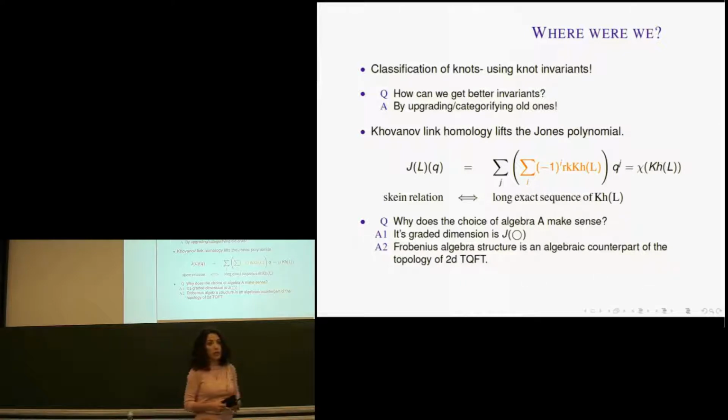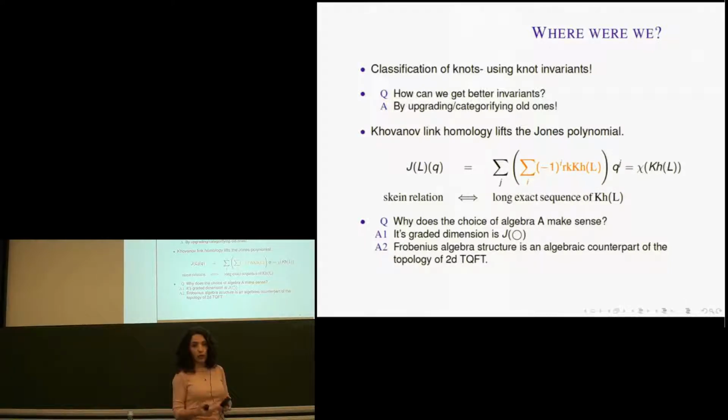And then the question is like, well, how do we get them? And one way to do that is to upgrade invariants that you do have. Okay, so find a way to improve them. Khovanov homology is such an example. So Khovanov homology is a lift of the Jones polynomial or a categorification of the Jones polynomial.